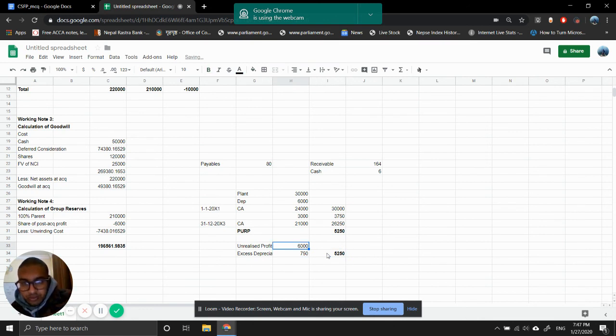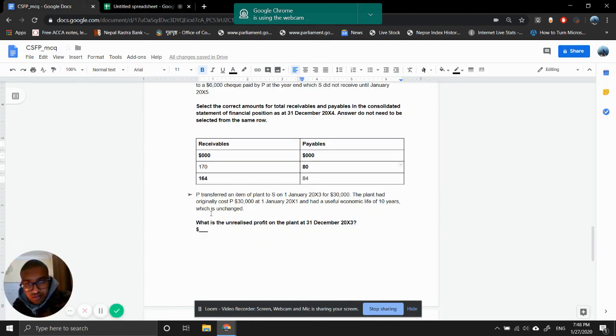So basically this figure you will take to group reserves, retained earnings, and then this depreciation you will reduce from net assets of the subsidiary. You need to split this figure up so that it's easier to reconcile. That's pretty much it. What's our unrealized profit? 5250. So let's check our answer.